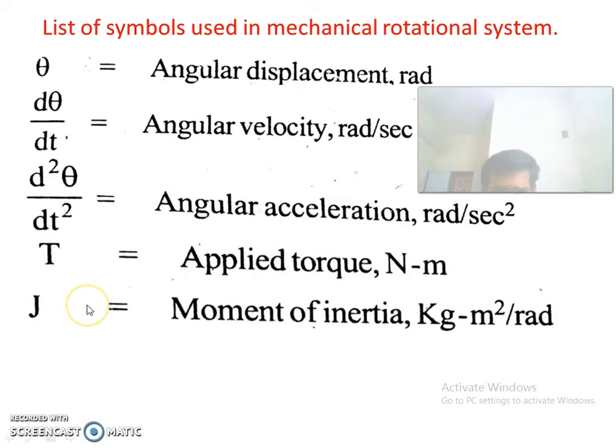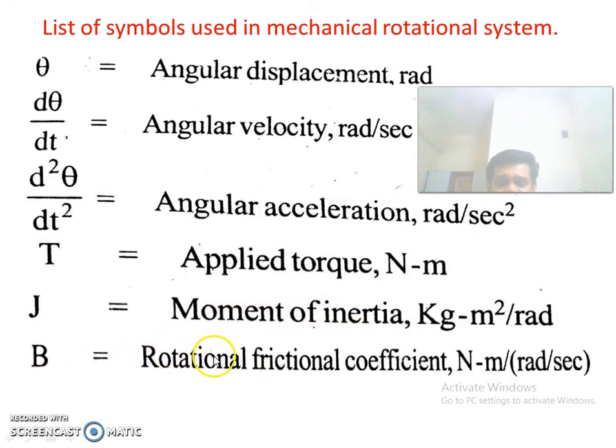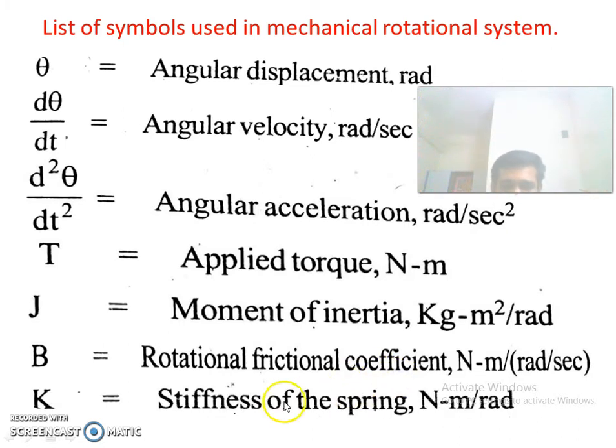Next one, J. What is J? J is the moment of inertia. B is the rotational frictional coefficient. In the translational system it is the linear frictional coefficient; here it is the rotational frictional coefficient, and K is the stiffness of the spring.